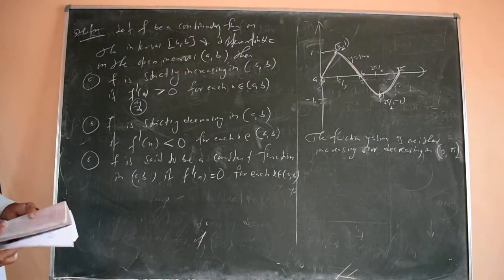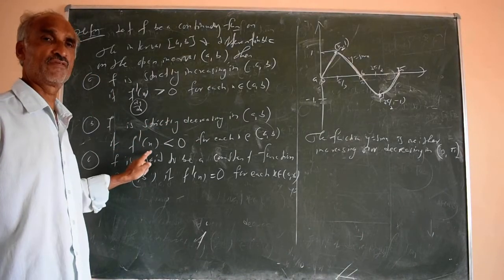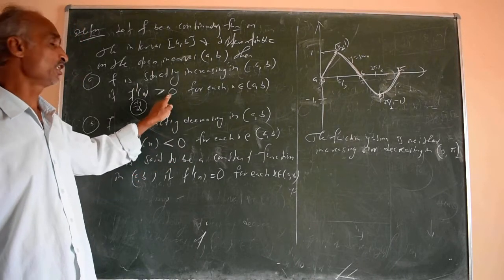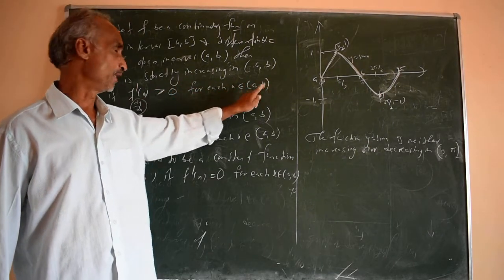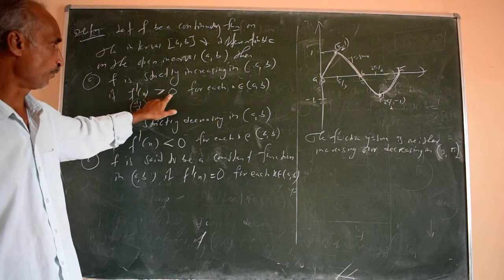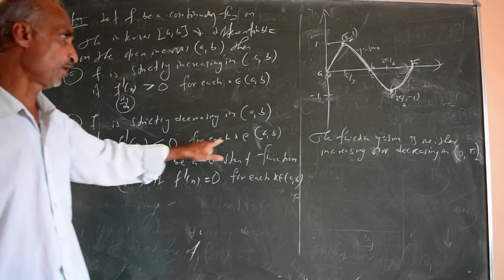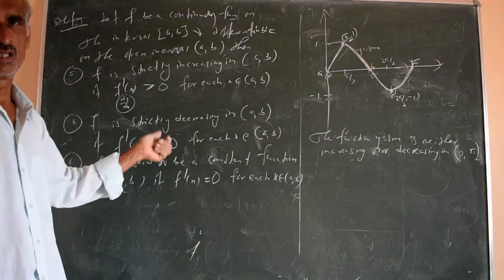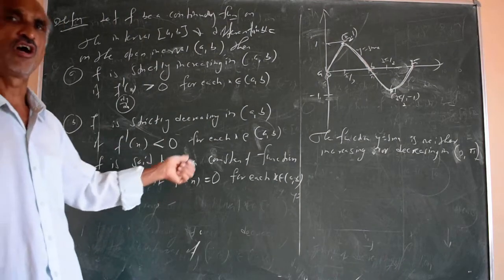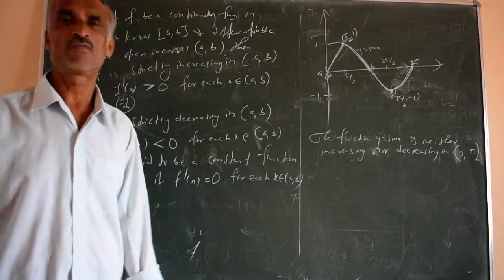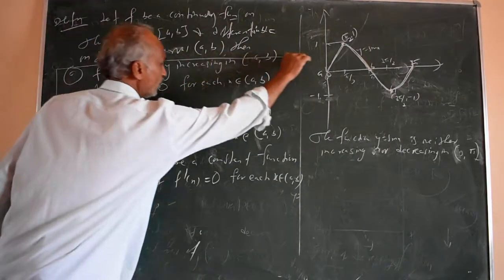So for strictly increasing, f dash of x should be positive, and for strictly decreasing, f dash of x should be negative. Less than 0 means negative, greater than 0 means positive. For all x belonging to the open interval A to B, if f dash of x is always positive, then f of x is strictly increasing. If f dash of x is always negative, then f is a decreasing function. If f dash of x is always equal to 0, then f of x is a constant function. This is the main definition of increasing function with the help of derivative.